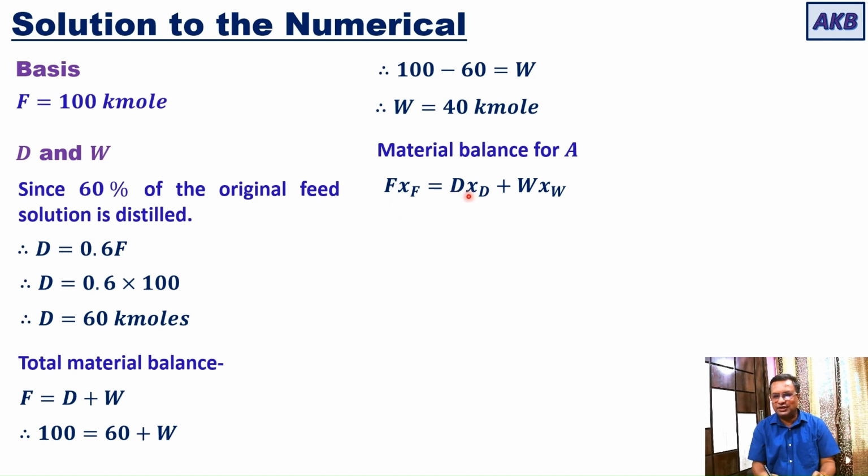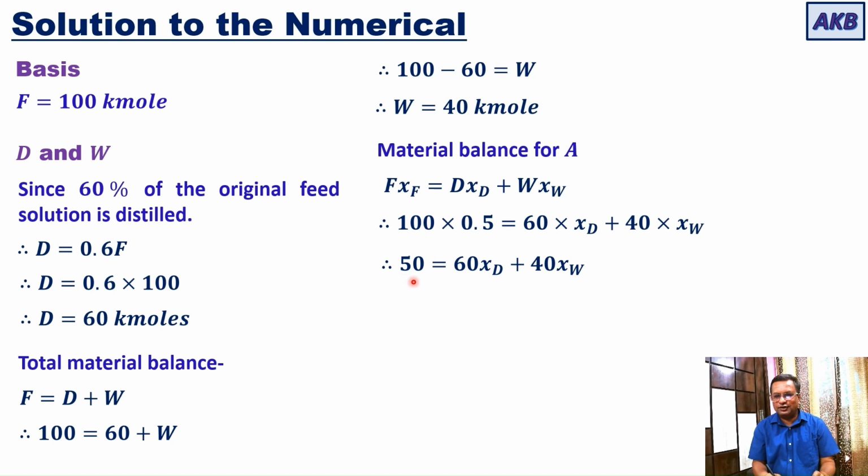Then let us use the material balance for the component. FXF is equal to DXD plus W into XW. In this case, F is 100, XF is 0.5, D is 60, so it's 60 into XD, plus W is 40 into XW. So 100 into 0.5 is 50, that is equal to 60 XD plus 40 XW. So you get one equation in which there are two unknowns, XD and XW. So you cannot solve it as it is. We have to get either one of these two quantities, XD or XW.